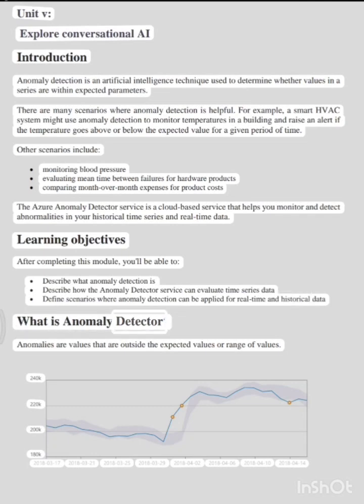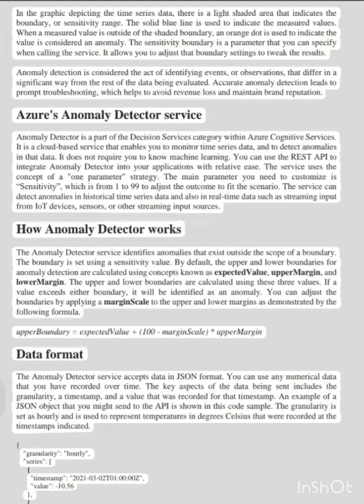What is Anomaly Detector? Anomalies are values that are outside the expected values or range of values. In the graphic depicting the time series data, there is a light shaded area that indicates the boundary or sensitivity range. The solid blue line is used to indicate the measured values. When a measured value is outside of the shaded boundary, an orange dot is used to indicate the value is considered an anomaly. The sensitivity boundary is a parameter that you can specify when calling the service. It allows you to adjust that boundary settings to tweak the results.